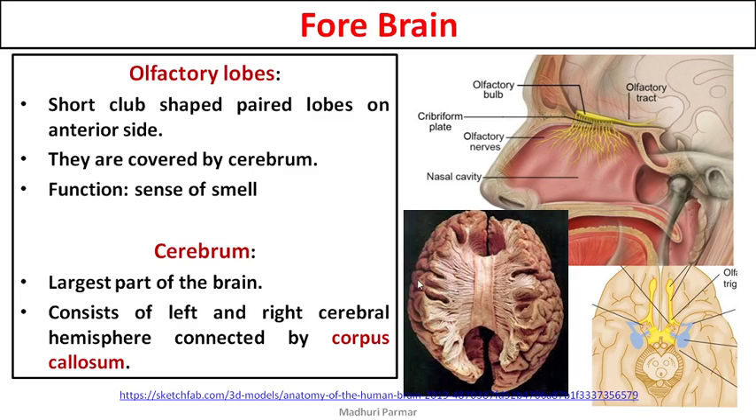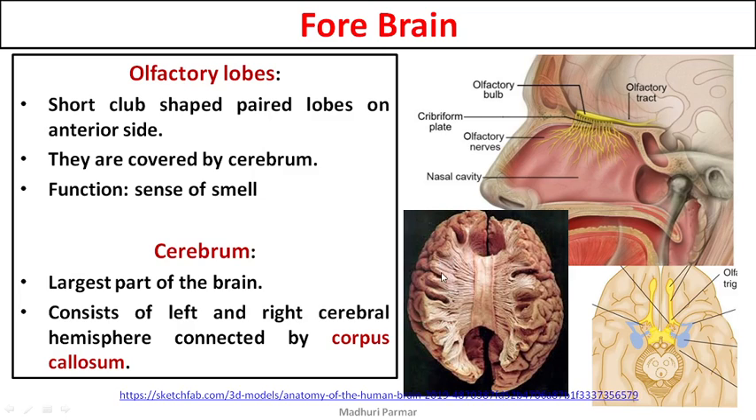These two hemispheres are connected by fibers called the corpus callosum, this structure that you see here. Normally this is very hidden. From the top you will not be able to see the corpus callosum. But for this photograph, the cerebral hemispheres have been pulled apart, so you can easily see this structure known as the corpus callosum.